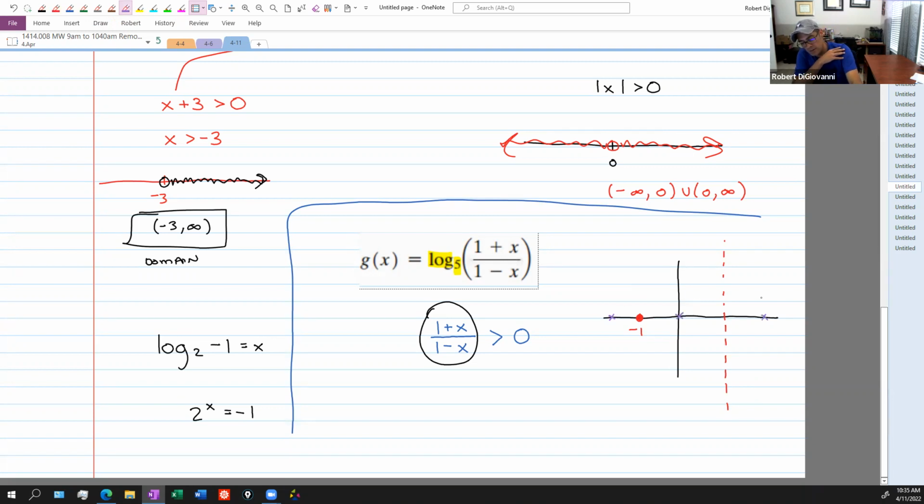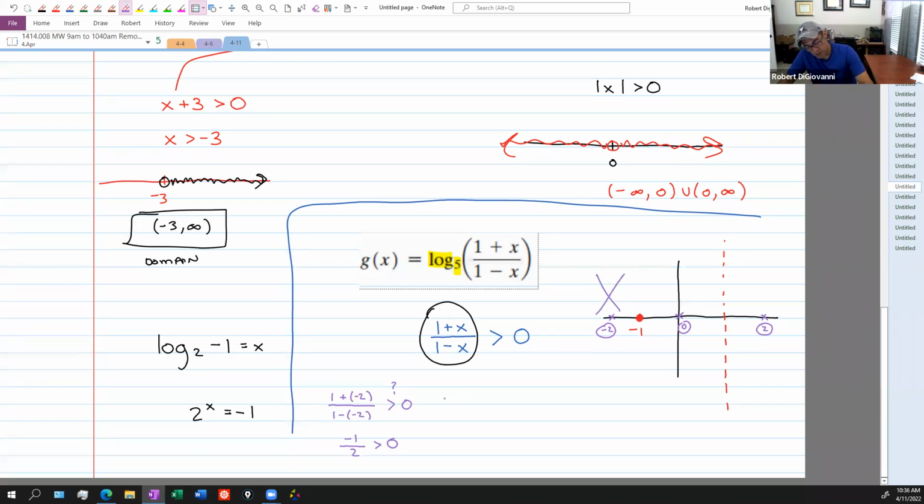Then I'm going to pick some test points, here and here. I'll go with -2, I'll go with 0, and since that was 1, I'll go with 2 out here. I'm going to plug these in and check to see if it's true or false. So what happens if I plug -2 in? I get (1 plus -2) over (1 minus -2). Is that bigger than 0? Well, the top is -1 and the bottom is 1 plus 2, so that's -1/3... is -1/3 bigger than 0? No. So it's not over here.